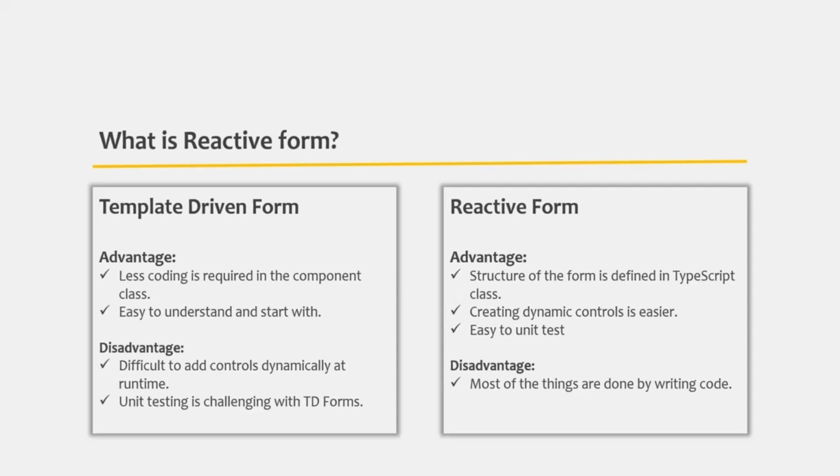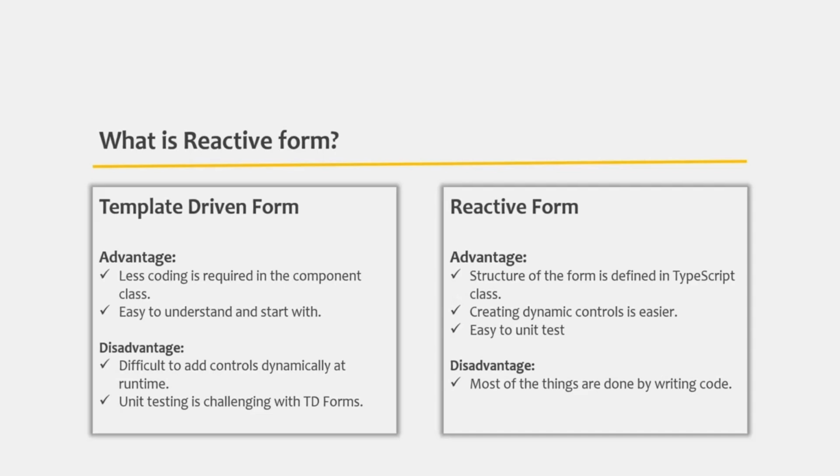Now, the advantage of using a reactive form is that since we are going to define the form and form controls by writing some code, as a developer, we will have more control over how the form and the form control should be displayed. And using reactive form approach, creating dynamic controls also becomes easier. And when we use reactive form approach, unit testing is also easy. Now, the disadvantage of using reactive form is that since we are going to do most of the things by writing some code, it is not beginner friendly.